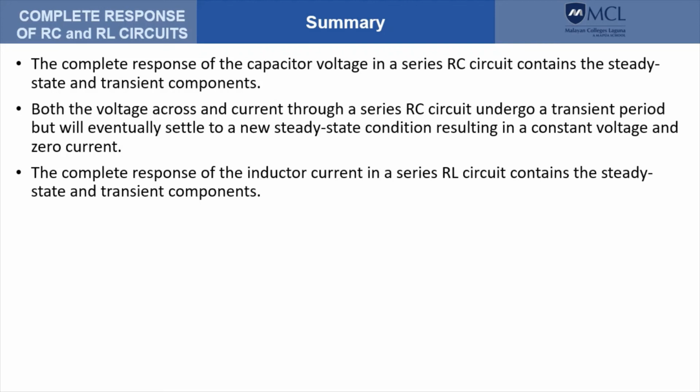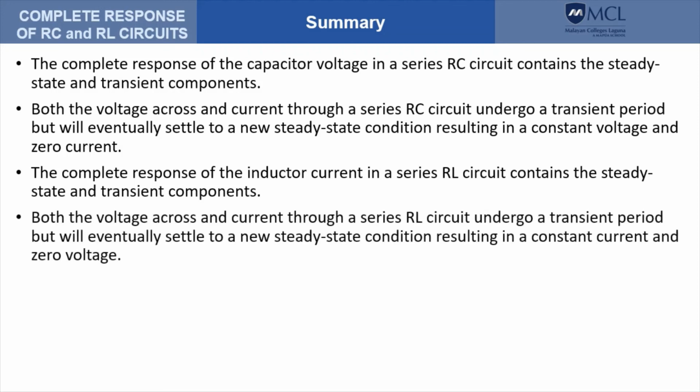For a series RL, the complete response of the inductor current also contains a steady state and transient components. And both the voltage and the current also go through a transient period, but will finally settle to a new steady state condition that will result into a constant current and a zero voltage.